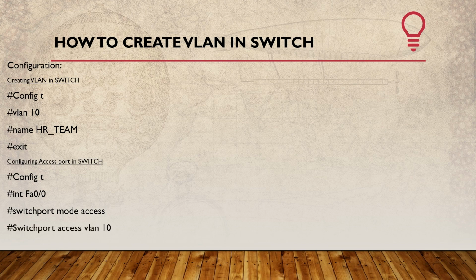Then we need to map the particular VLAN to that interface. Switchport access vlan 10, since this is an access port, and then exit.